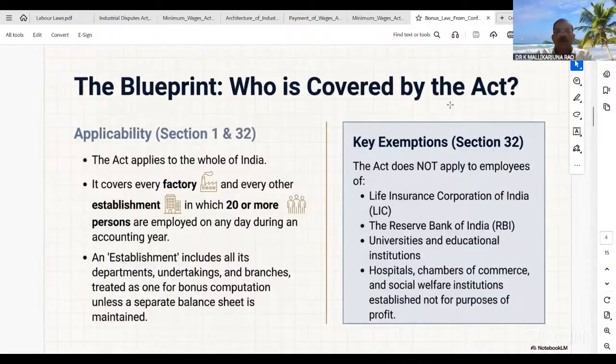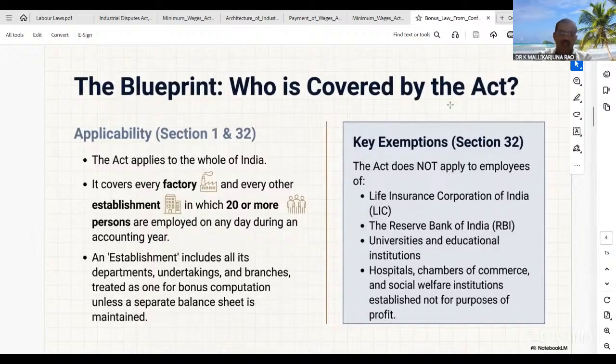Then, who is covered under this act? This act applies to the whole of India, and covers factories and every other establishment with 20 or more persons engaged on any day during the previous accounting year. If the number of employees is more than 20, they are eligible for this bonus. Establishments include all departments, undertakings, and branches, treated as one for bonus computation unless a separate balance sheet is maintained.